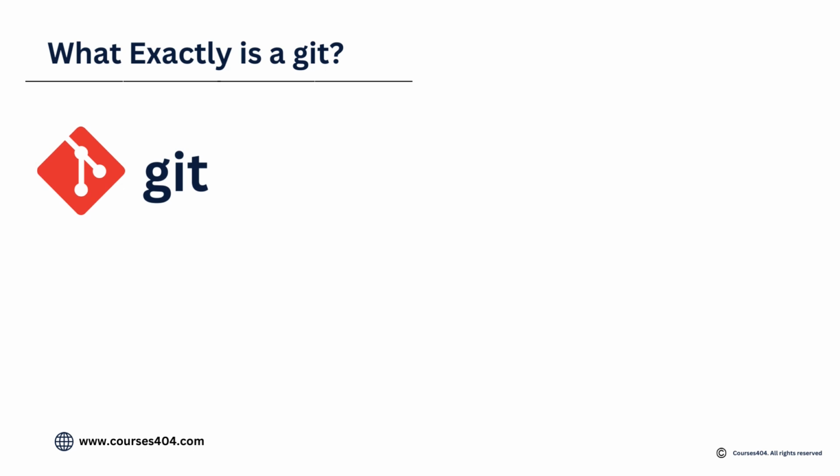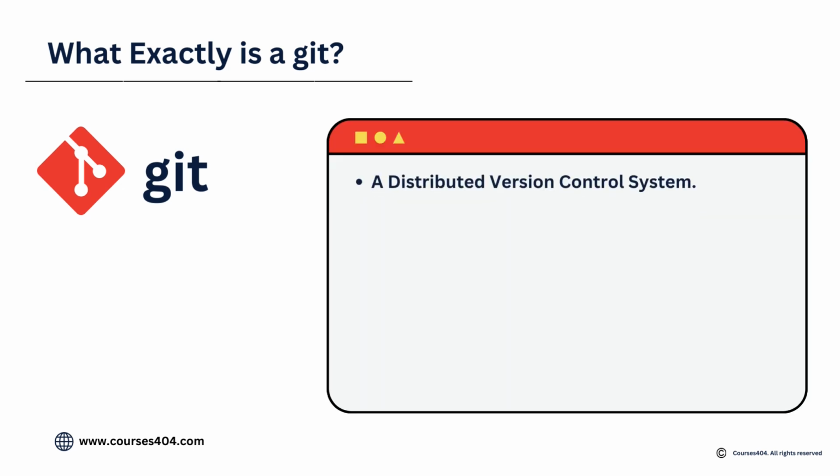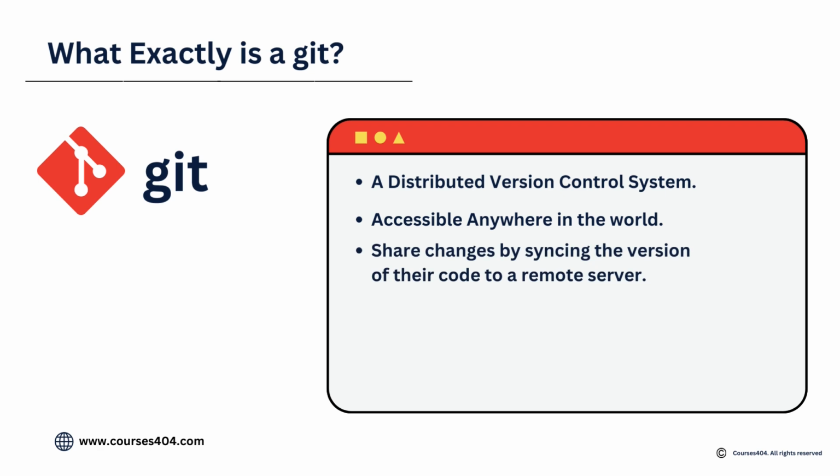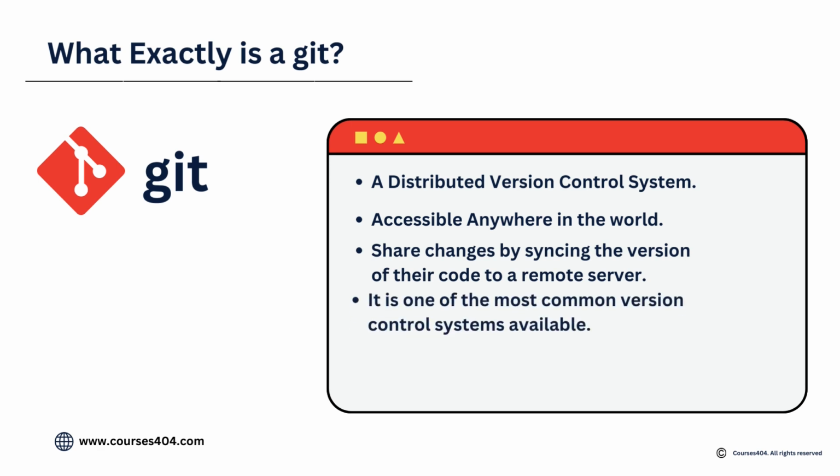What is Git? Git is a distributed version control system, which implies that every user in the world can have a copy of your project on their computer. They may share their changes by syncing their version of the code to the remote server whenever they make a modification. Git's distributed nature is the primary reason it has become one of the most widely used version control systems.